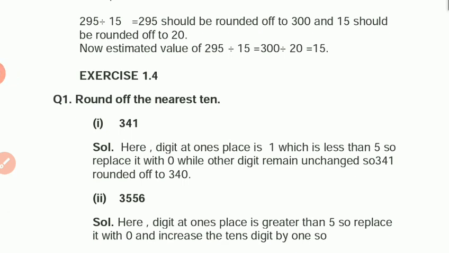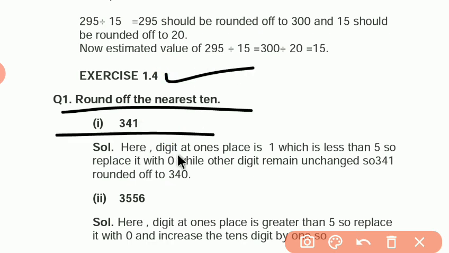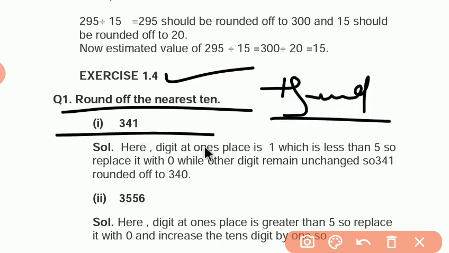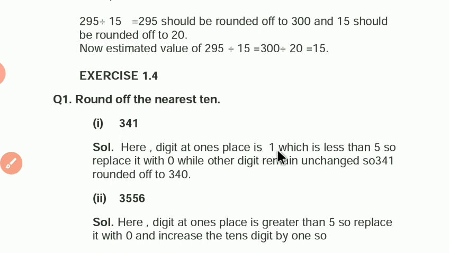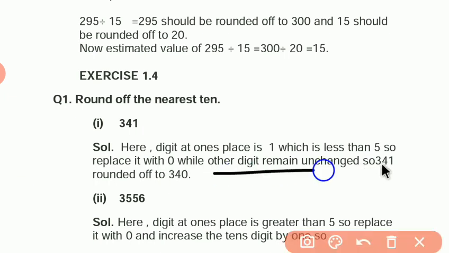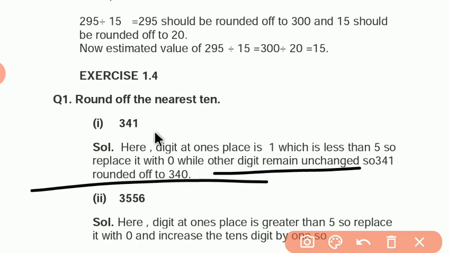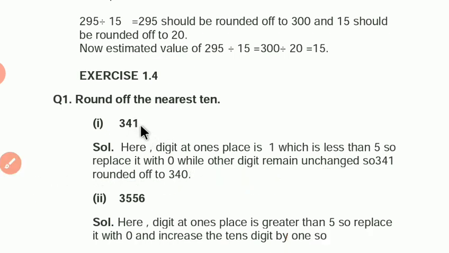Now we will see question number 1 of exercise 1.4. The first question is given as round off to the nearest 10. 341. Here you can see that the digit at the ones place is 1. The place values are ones, tens and 100. For the nearest 10, we will see its ones digit. So here the digit at the ones place is 1, which is less than 5. So replace it with 0 while the other digits remain unchanged. So 341 rounded off is 340.